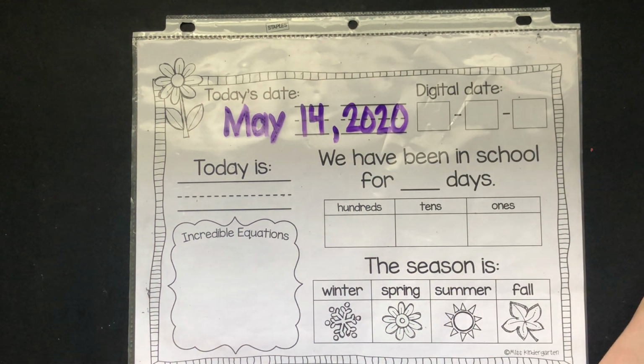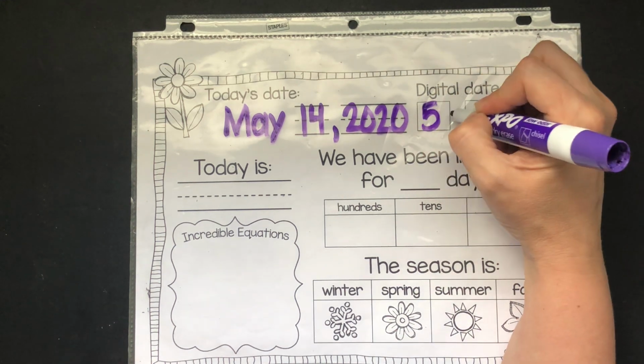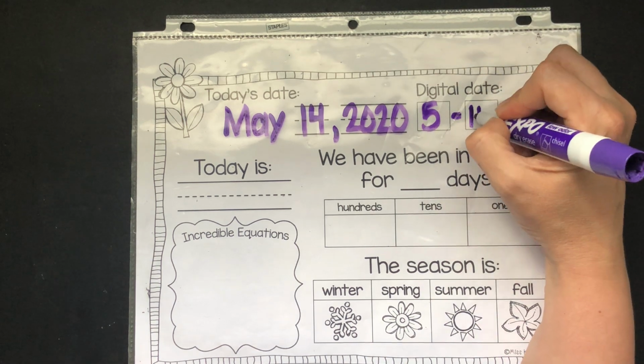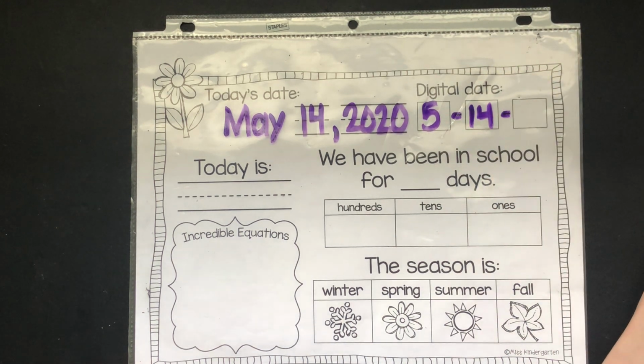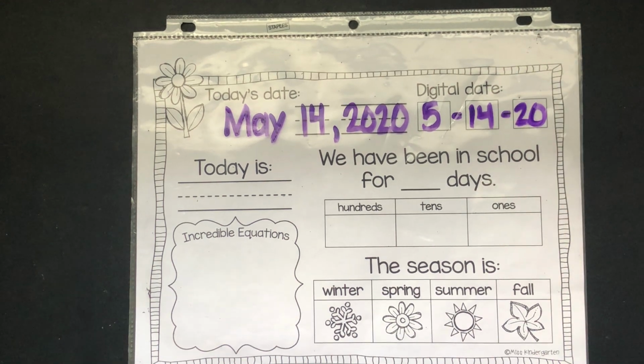2020. What number do we give May? Right, we give it a 5 because it's the 5th month of the year. How many days have you had in May? 14. And how do you write 2020 with a 2-digit code? Very good.